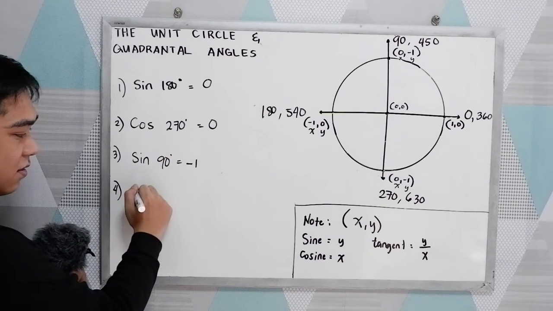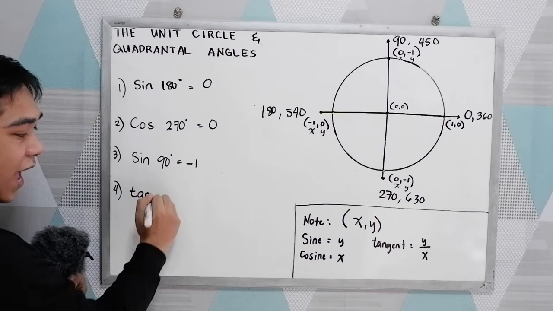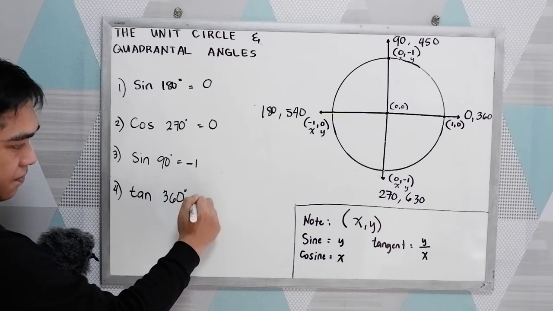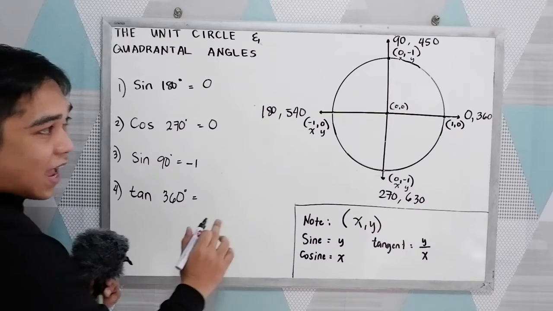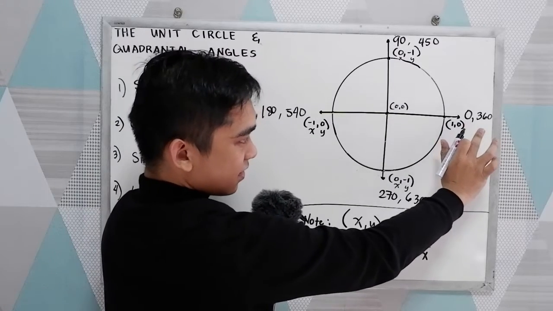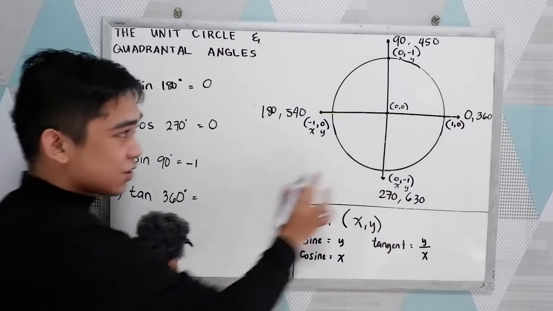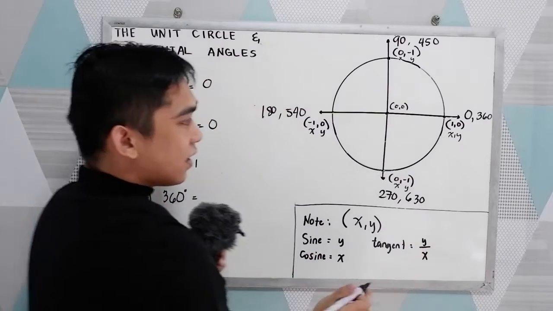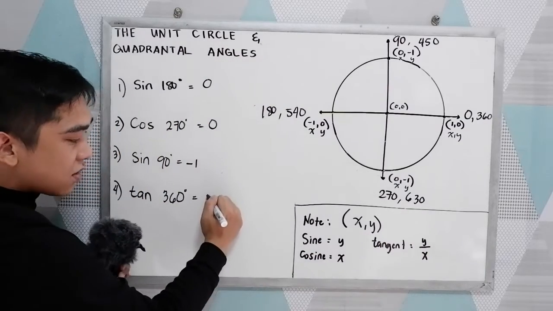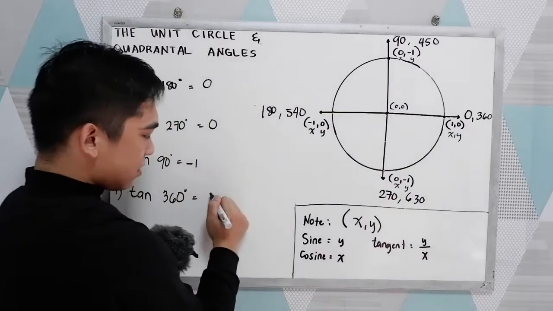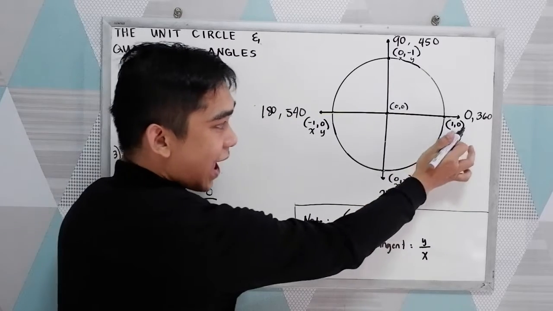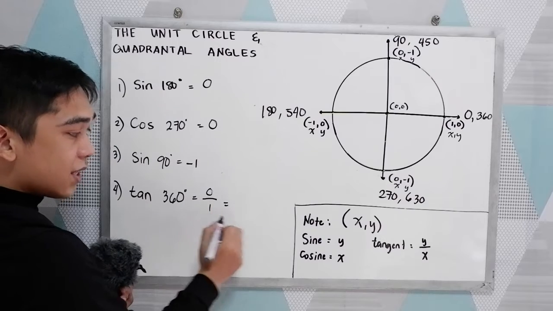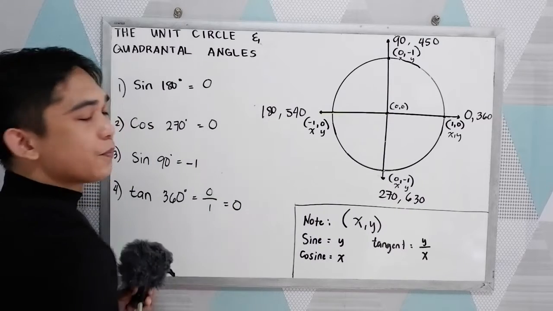For example, let's say find the value of tangent 360 degrees. Where is 360? So we have x and y. Tangent is y over x. So y is 0 over x is 1. 0 over 1, that is 0.